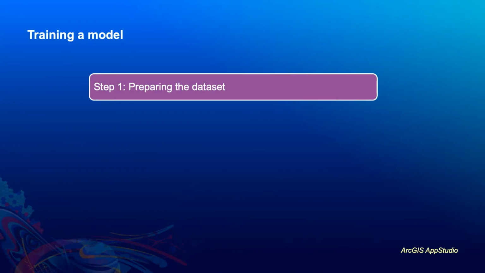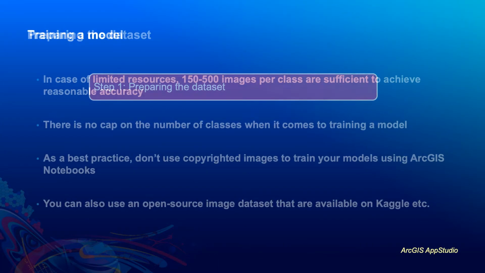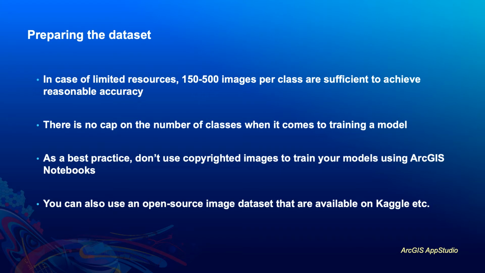Step number 1, preparing the dataset. To keep it really simple, generating a model requires huge amounts of data. This is because both image classification and object detection are trained using large image datasets. You can import an image dataset from an open source repository, or you can use your own custom datasets as well. As a best practice, never use copyrighted images.